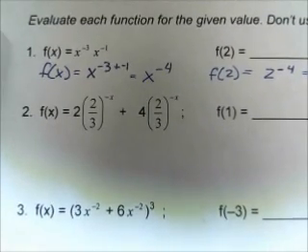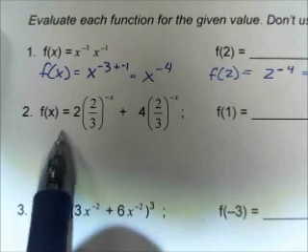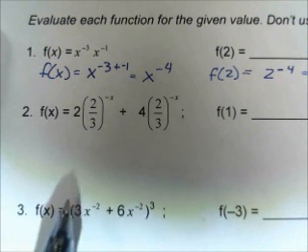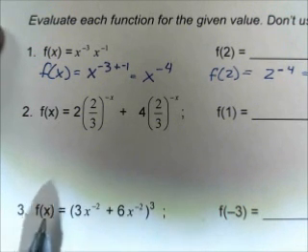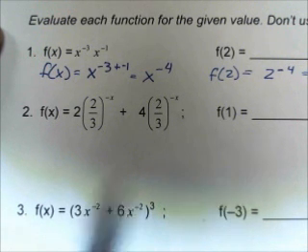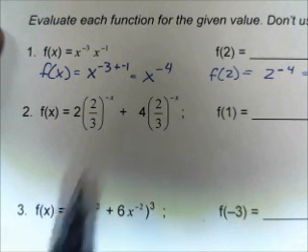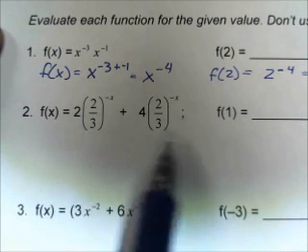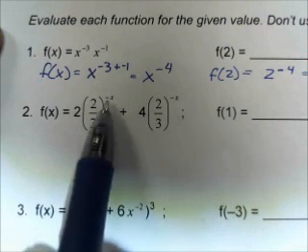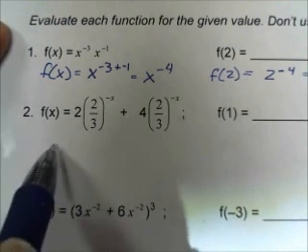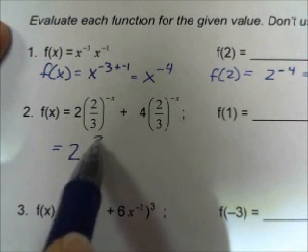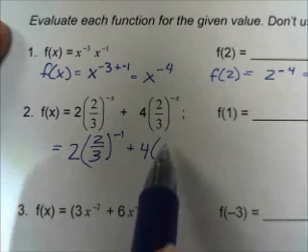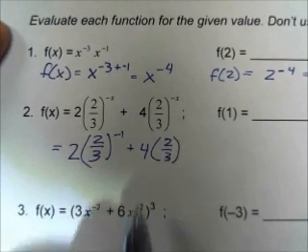Next example, number 2. We have f of x equals 2 times 2/3 raised to the negative x plus 4 times 2/3 raised to the negative x. And we want to evaluate f of 1. Well, there's no combining that we can do right here. So let's go ahead and substitute 1 in for x. So we have 2 times 2/3 raised to the negative 1 plus 4 times 2/3 raised to the negative 1.